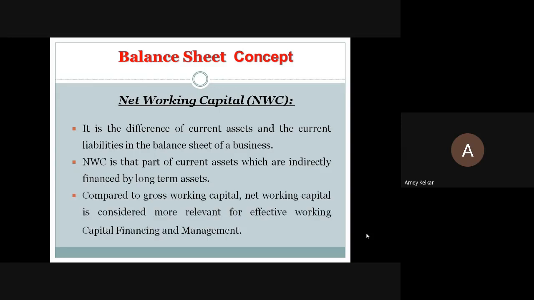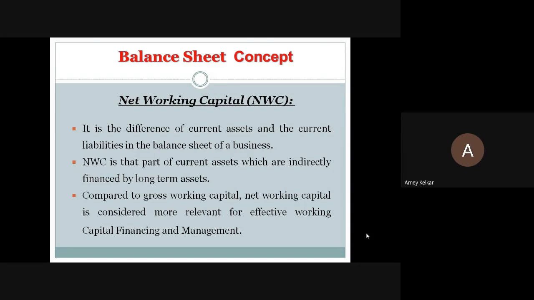Net working capital is that part of current assets which are indirectly financed by long-term assets. Now you have an FD kept for 5 years, and in that FD you have an option of getting money monthly or getting money yearly. So that becomes a net working capital requirement which is satisfied by long-term assets, because your FD is for 5 years. But what money or interest you are getting from that FD, you can give instructions to the bank that I want that monthly.